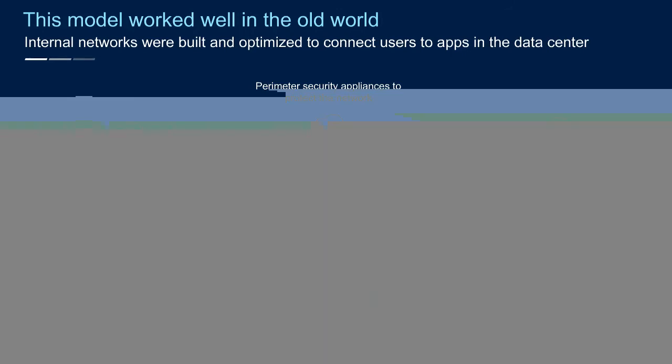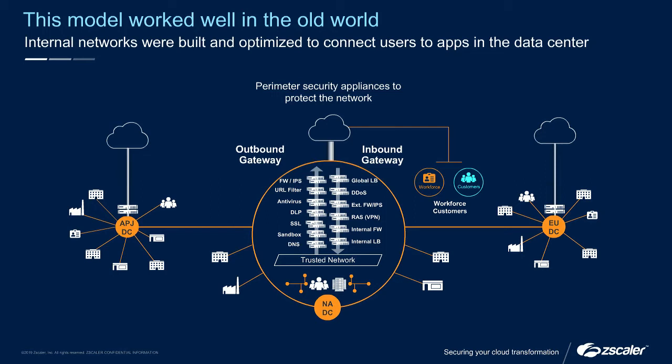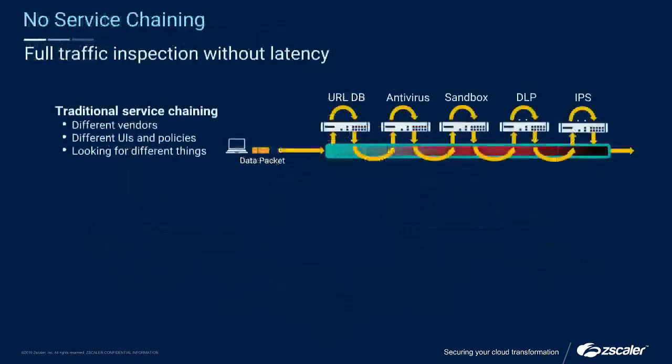If you go to the SASE model, if you work with a vendor that provides cloud architecture and a true cloud architecture, then you can start to do things where you can take advantage of the cloud scale. You have full traffic inspection without latency. If we look at the old model, we're talking about traditional service chaining in those stacks. You have different vendors, different UIs, different policies. You have to set things up for your antivirus versus your sandbox versus your DLP. And your packets get sent through each of these, adding latency along the way.